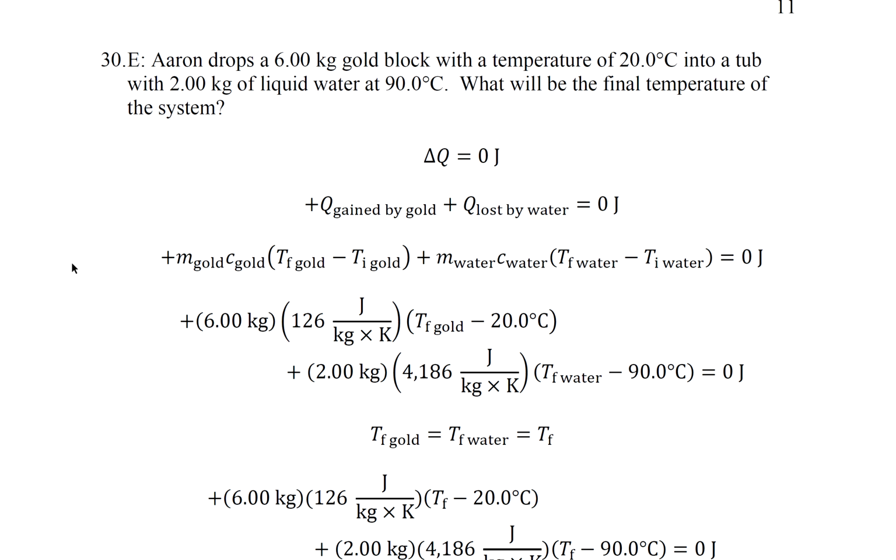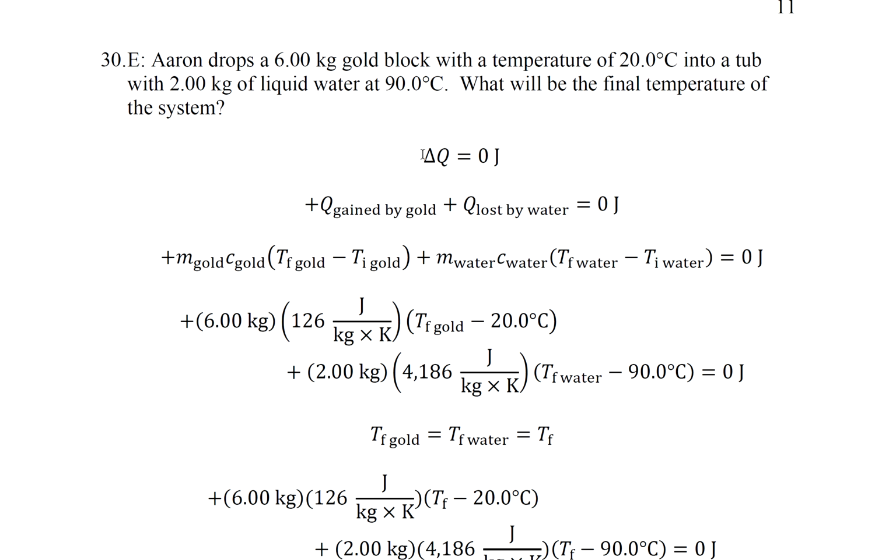Question 30. Aaron drops a 6 kilogram gold block with a temperature of 20 degrees Celsius into a tub with 2 kilograms of liquid water at 90 degrees Celsius. What will be the final temperature of the system? So the gold is going to get hotter and the water is going to get colder. So the final temperature of the system should be between 20 degrees and 90 degrees.